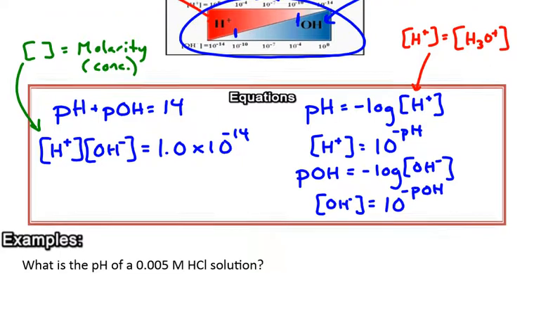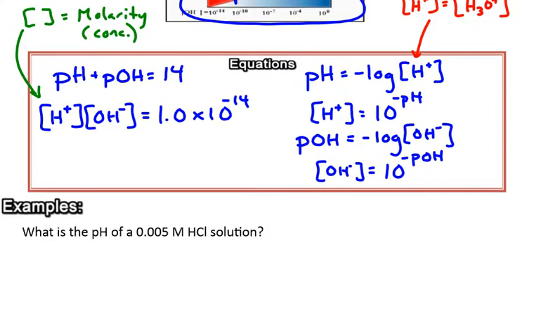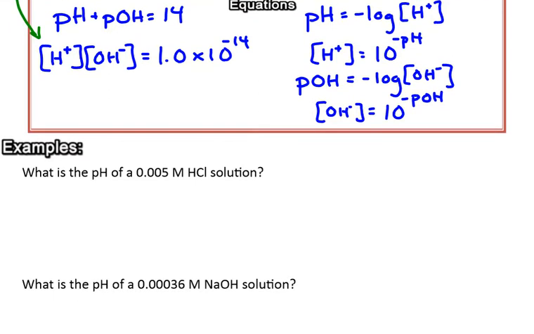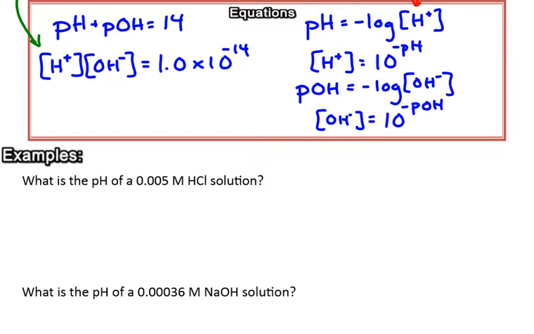Okay? All right. So you should have a calculator out. You'll want to know how to do this. Because you are given the equations, this should not be a huge issue. But if you don't know how to do it with your calculator, then you're in trouble. So let's take a look at an example. It says, what is the pH of a 0.005 molar HCl solution?